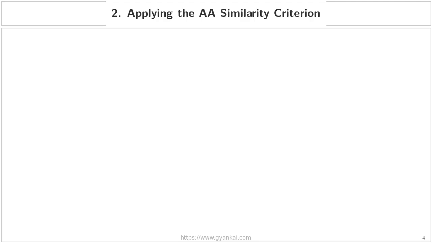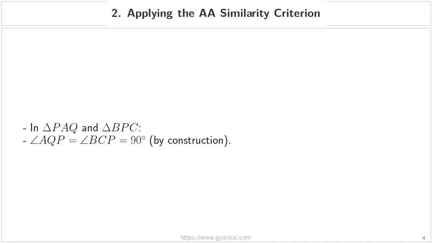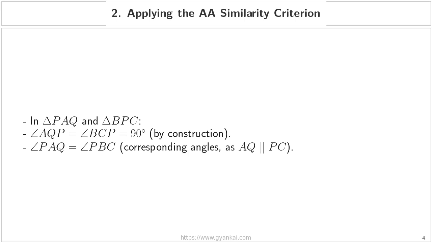2. Applying the AA similarity criterion. If we examine triangle PAQ and triangle BPC, we can establish their relationship through their angles. First, by our initial construction, the angle AQP and the angle BCP are both 90 degrees, meaning they are both right angles. Next, because we drew the lines AQ and PC to be parallel to the x-axis, the angle PAQ and the angle PBC are corresponding angles, which makes them equal.